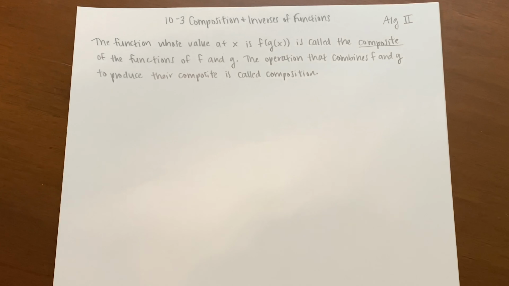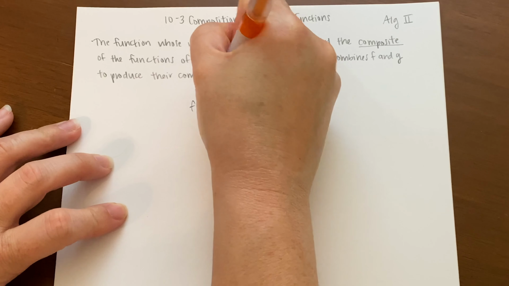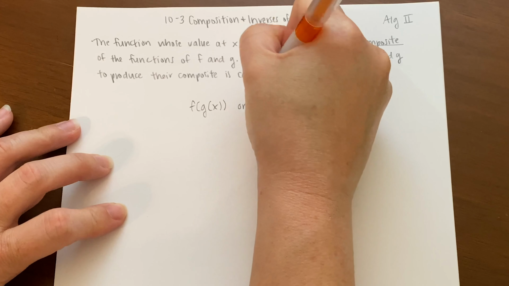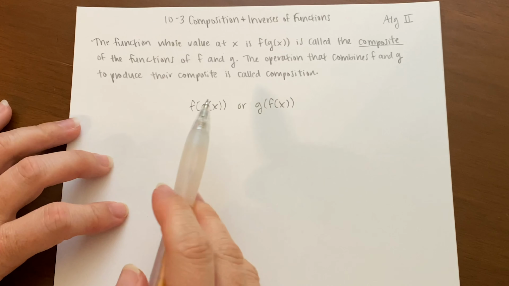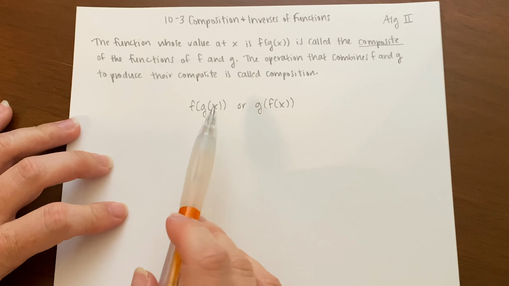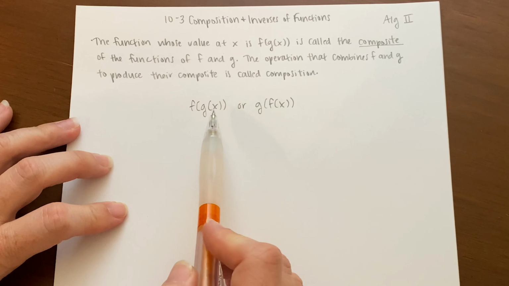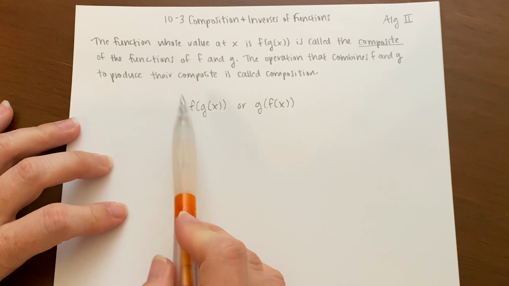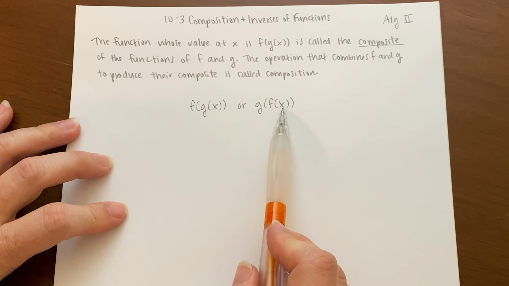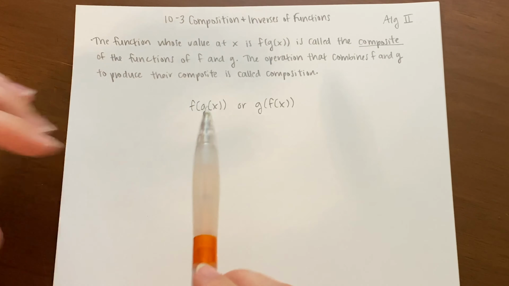So when we put the functions together, it's going to look something like this: f of g of x, or it might be g of f of x. So we've got a function called f of x, a different function called g of x, and here the g function is inside the f function. Over here, the f function is inside the g function. We're going to talk about what that means.